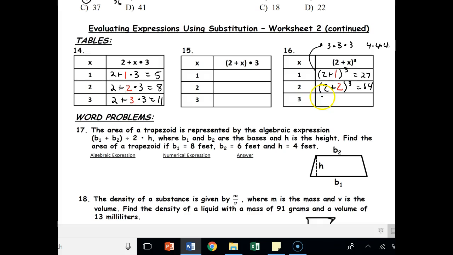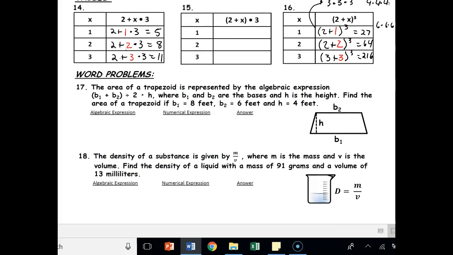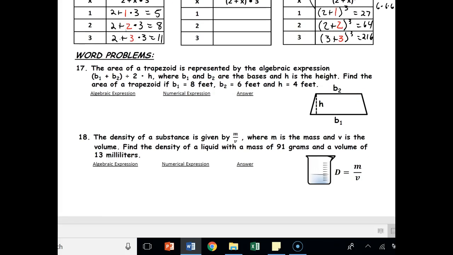And then finally you have 3 plus 3 to the cube root. And 3 plus 3 is 6, so then you're looking at 6 times 6 times 6. 6 times 6 is 36, and then 36 times 6 is actually 216. Right? So again, the expression stays the same except for the x value, and then you do order of operations to get what your answer becomes. Right? Finally, I'm going to do number 17.